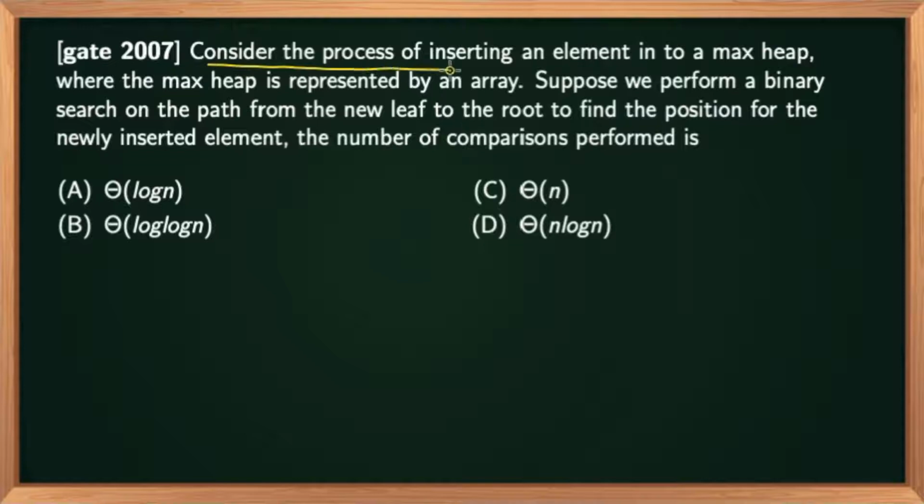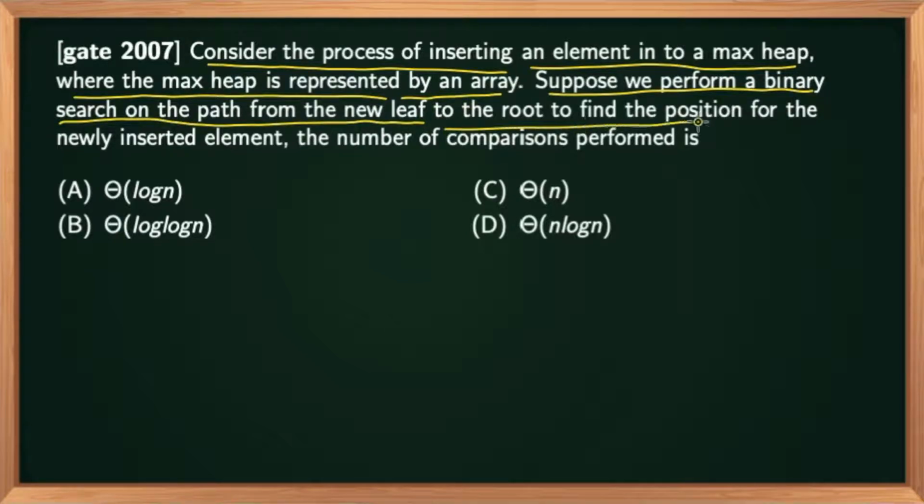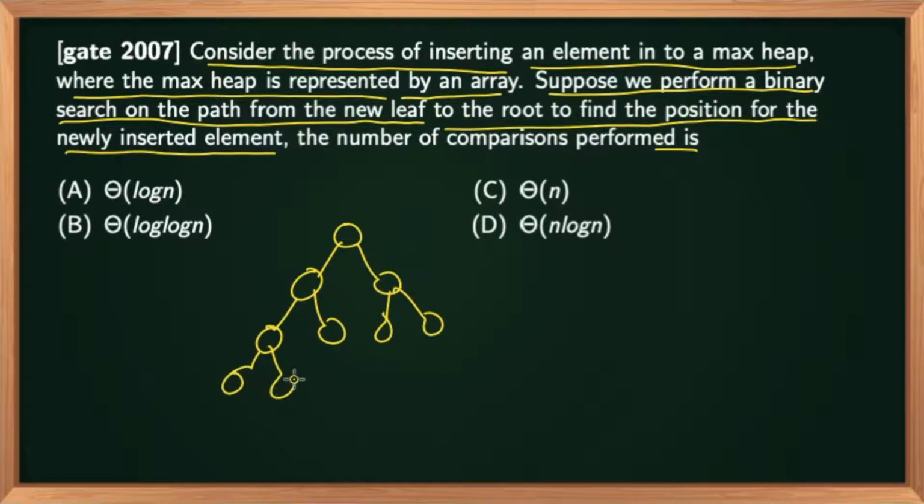Consider the process of inserting an element into a max heap where the max heap is represented by an array. Suppose we perform a binary search on the path from the new leaf to the root to find the position for the newly inserted element. What is the number of comparisons performed? Okay, so what we should understand is, if we have a heap like this, and let's assume you are going to insert an element here, this is a complete binary tree.